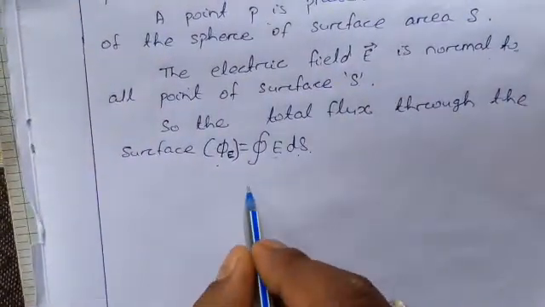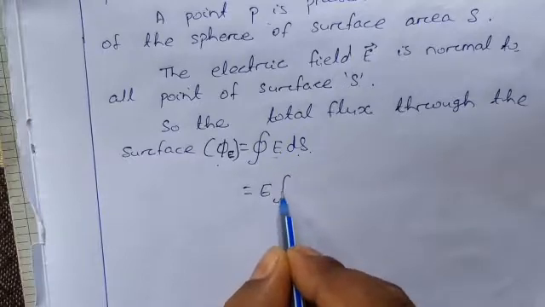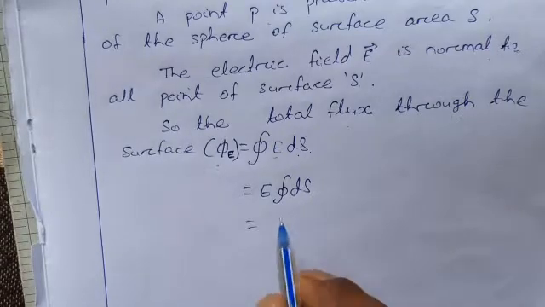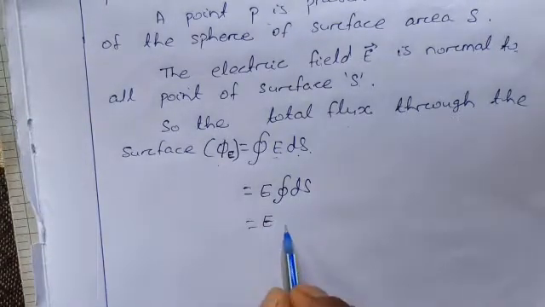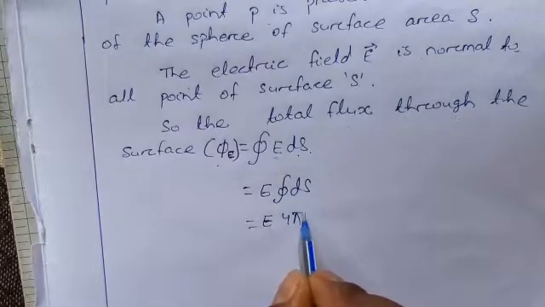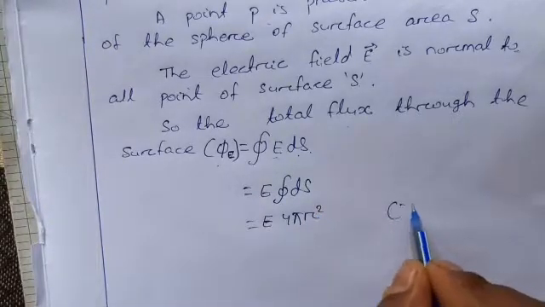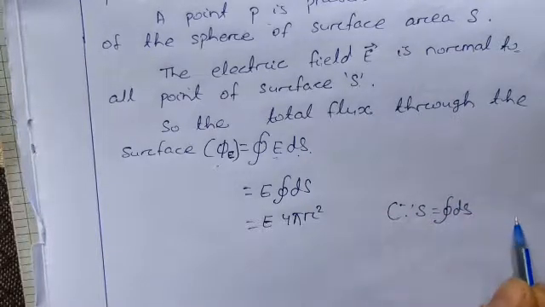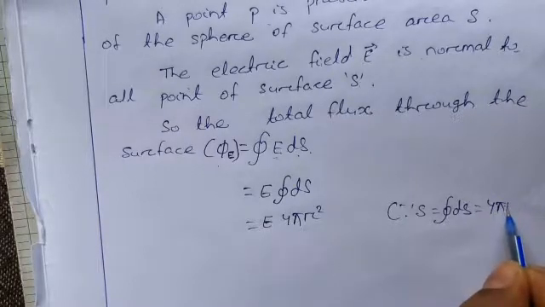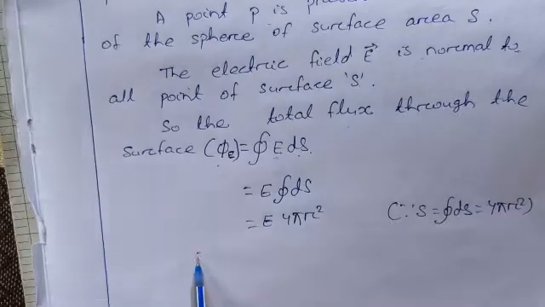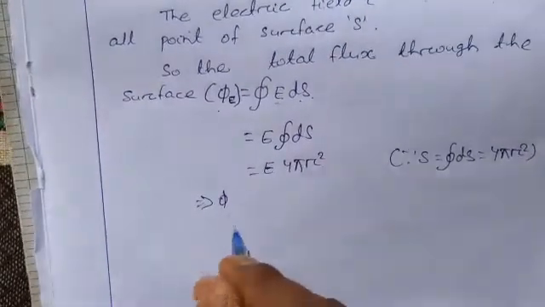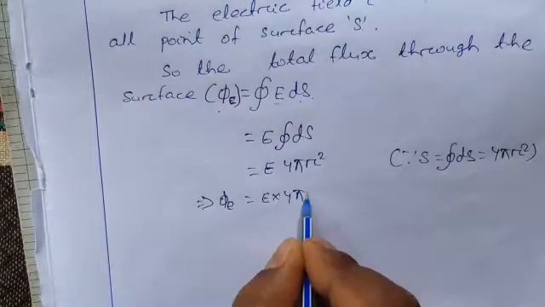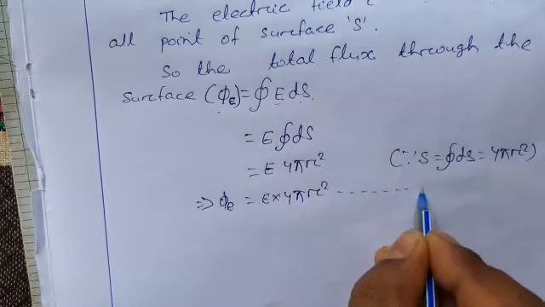So that equals E times the closed surface integral of ds. So what will the closed surface integral of ds give? It gives the surface area, and we know the surface area of a sphere is 4πr², because S is the surface area, which is the closed surface integral of ds, which we can say is 4πr². Now I can write phi E equal to E into 4πr². I call it equation 1.